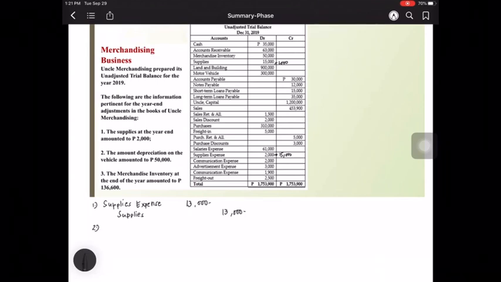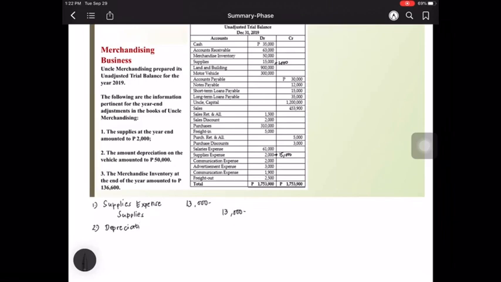Now for the second adjusting entry, we were told that the amount of the depreciation on the vehicle amounted to 50,000 pesos. There is only one pro forma entry on how to adjust your depreciation and on how to recognize an accumulated depreciation. So you just memorize whenever there is a need to depreciate a particular fixed asset, the entry is this.